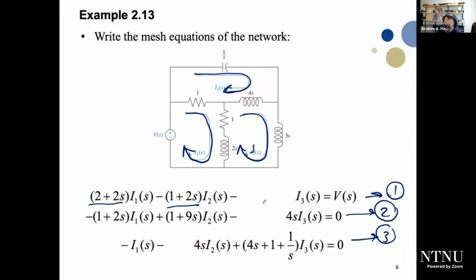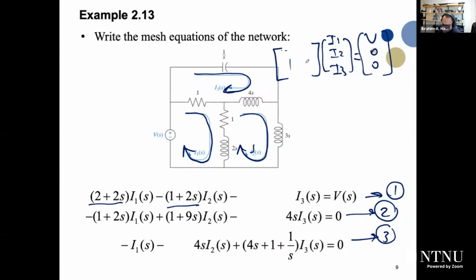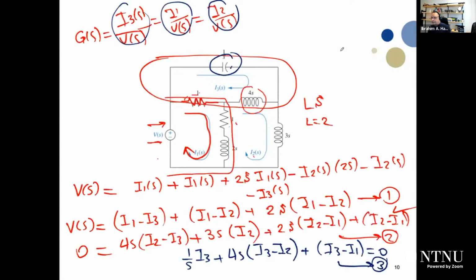In matrix form, it will be a matrix of 3 elements multiplied by a vector of 3 elements. This vector will consist of I1, I2, I3, equal, on the other side, V0, 0. And we will have the coefficients here. If you want to solve it for I1, you replace the first column with the right-hand side output, and so on, and you use the same rule which we used in the last example. Okay.